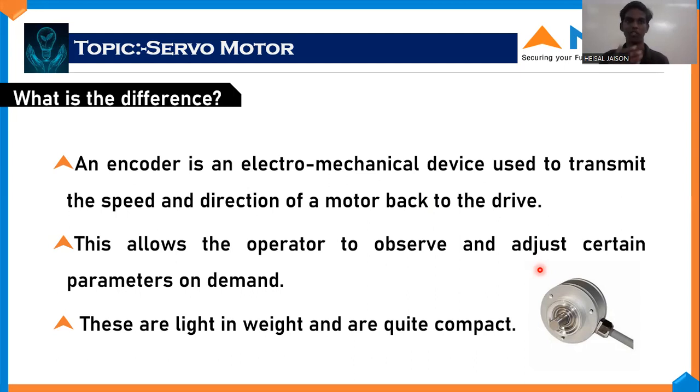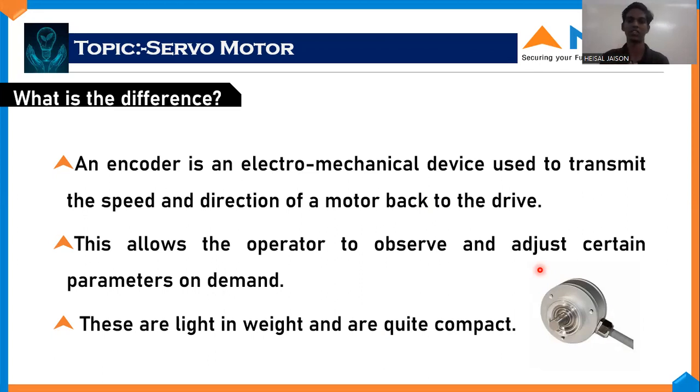For example, if it has a 47K potentiometer, at 0K it will be at 0 degrees, and at half of 47K, nearly 23.5K, it will be at 90 degrees, and at the full 47K, it will be at 180 degrees. So the resistance changes, and when the resistance changes, the voltage level also changes. Like this, the circuit can understand what level the motor is at.